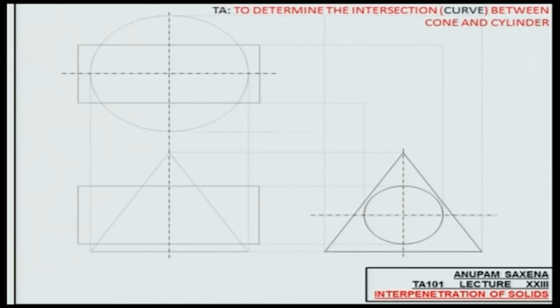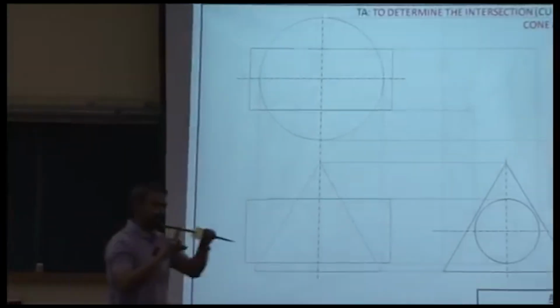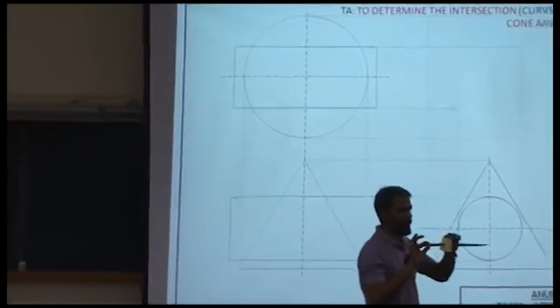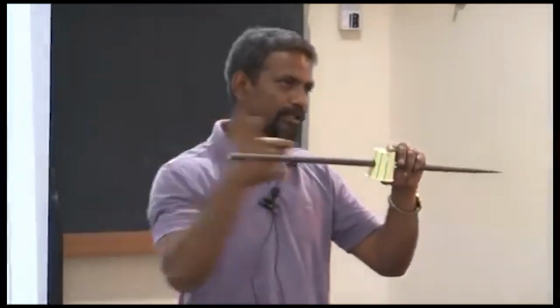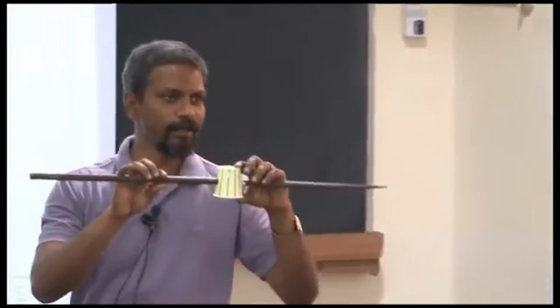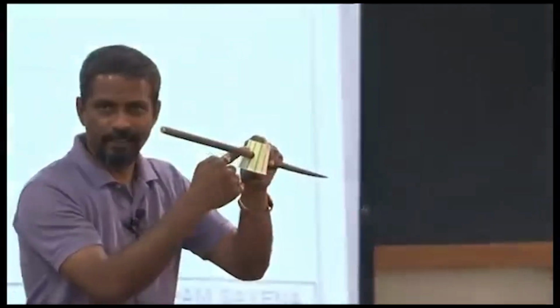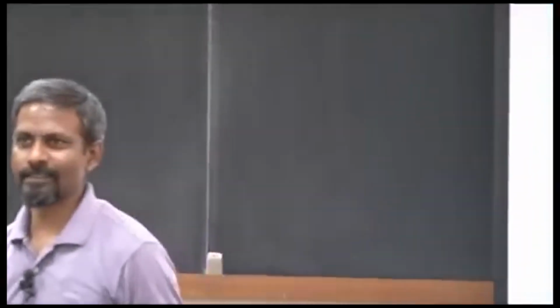So imagine that this is a cone, imagine that this is a cylinder, and imagine that you have put the cylinder through a cone. So of course you would have made some cuts on this side of the cone and on this side of the cone. The problem is very simple. Figure out these cuts, what the shape is.